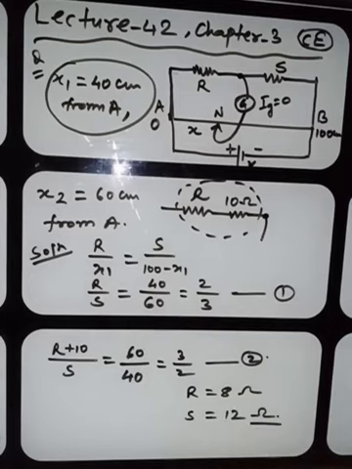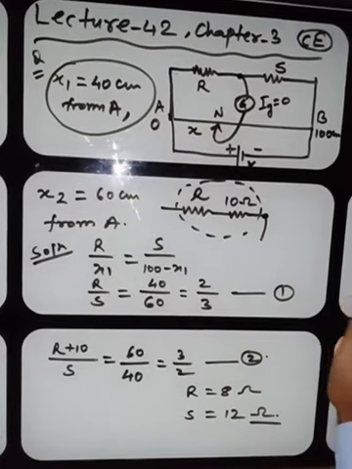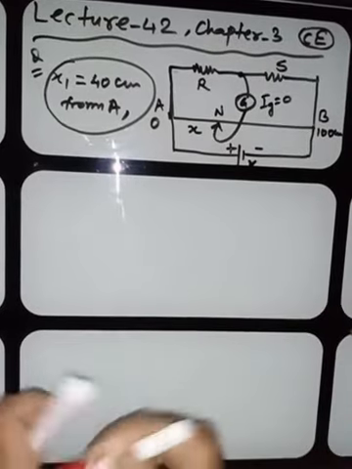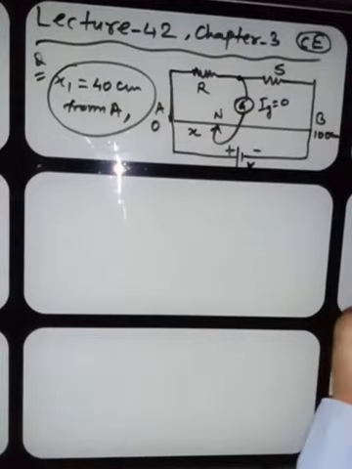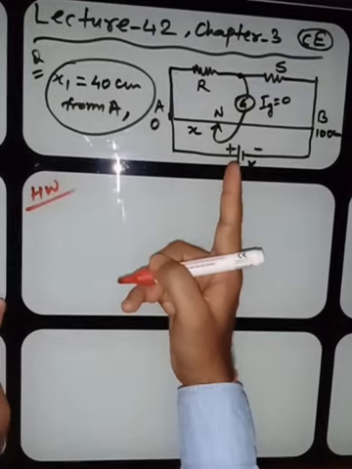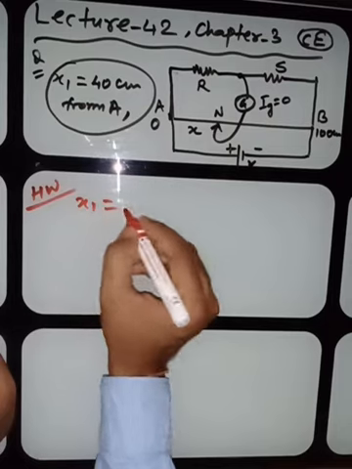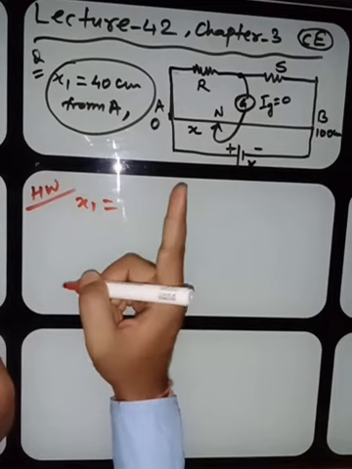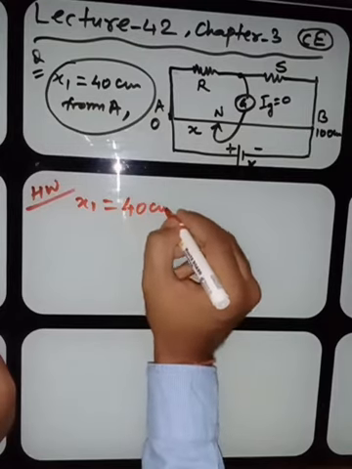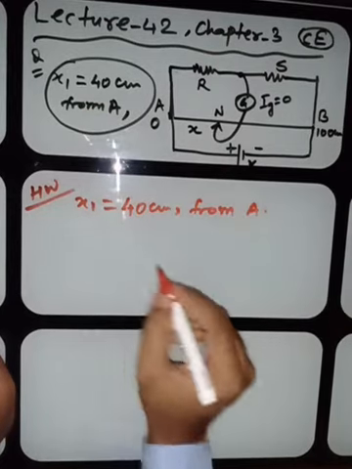Okay. Now, I'm giving you a homework. Let me rub this. Now, students, this is your homework. In the previous question, you find X1, the first balance length, at 40 centimeter from A, the same condition as in the previous question.